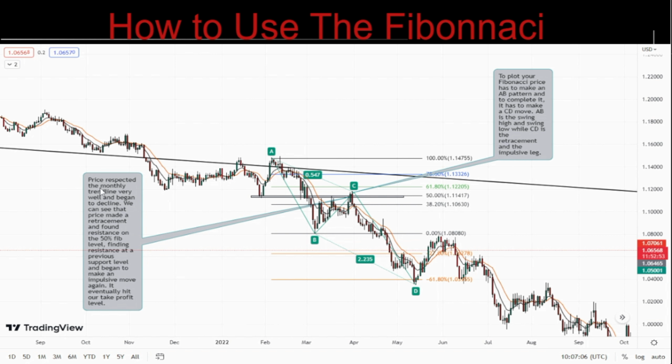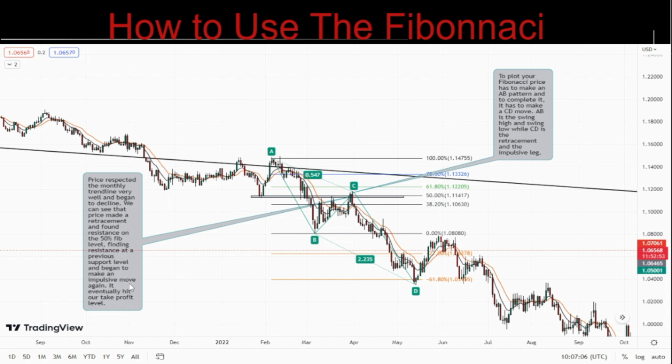Price respected the monthly trend line very well. This is our monthly trend line here from the trend line example that we had, and price began to decline. We can see that price made a retracement and found resistance at the 50% Fibonacci level, finding resistance at the previous support level, this previous support level here, and began to make an impulsive move.